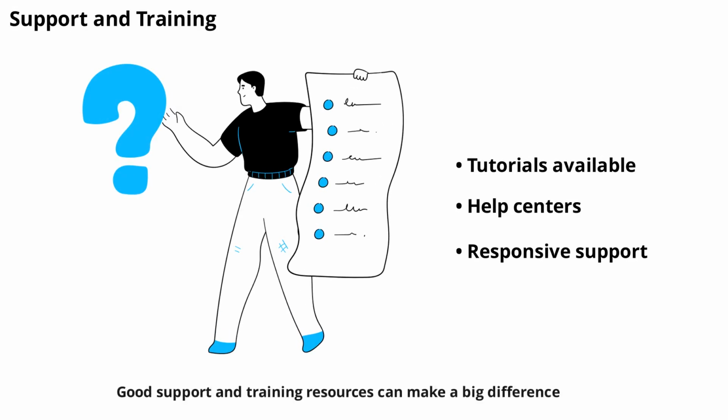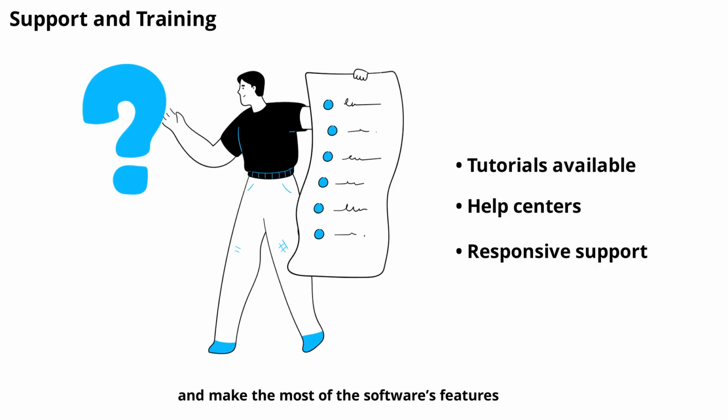Good support and training resources can make a big difference. Look for diagram software that offers tutorials, help centers, and responsive customer support. This ensures your team can quickly resolve issues and make the most of the software's features, leading to smoother operations.